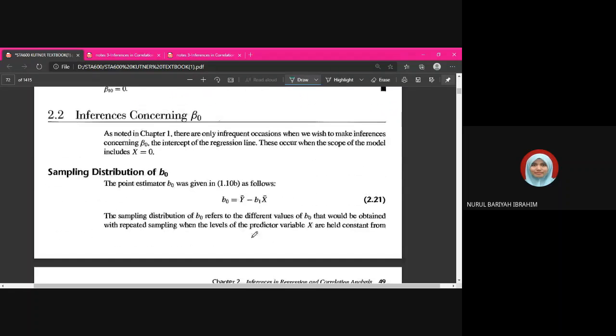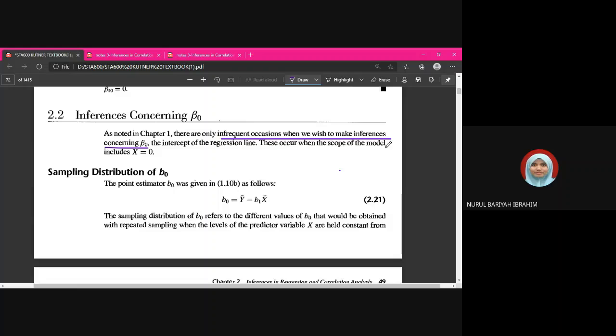Okay, the next one adalah inference concerning the beta 0. Kalau baca kat sini, there is only infrequent occasion when we wish to make inferences concerning beta 0. But usually we are interested in the slope. Kita nak tahu sebab daripada slope tu kita tahu kita punya regression line tu linear ataupun tidak. Sebab beta naught hanyalah dia punya intercept. So it is infrequent occasion saja, jarang berlaku.